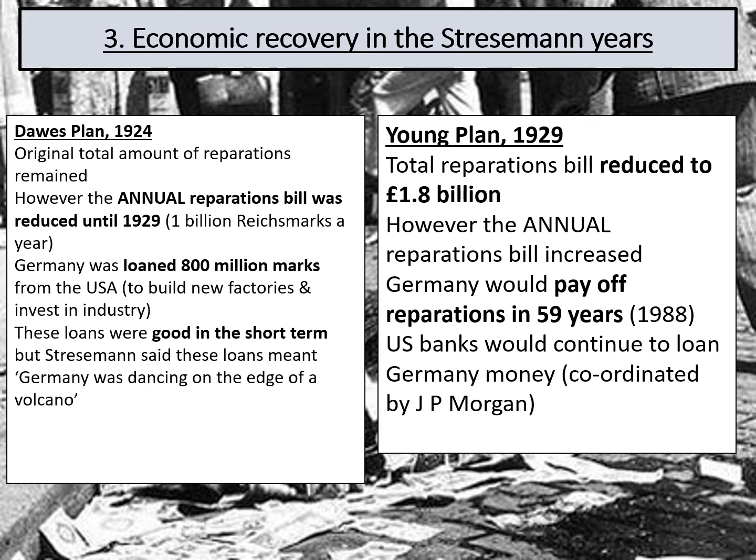Added to the Dawes Plan, which of course was all about temporarily reducing the reparations bill until 1929 and those huge loans, the Young Plan actually properly reduced the reparations bill to 1.8 billion. But the annual reparations bill increased, and Germany would pay it off in 59 years, so they wouldn't have the debts for as long. American banks would continue to loan Germany the money, and this was coordinated by American banker JP Morgan. So these two plans gave Germany a chance to get back onto the road of economic recovery.